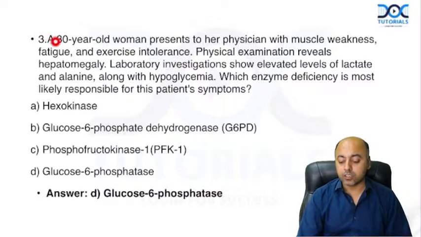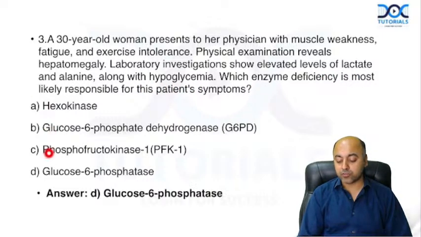Question: A 30-year-old woman presents to her physician with muscle weakness, fatigue, and exercise intolerance. Physical examination reveals hepatomegaly. Laboratory investigations show elevated levels of lactate and alanine along with hypoglycemia. Which enzyme deficiency is most likely responsible for this patient's symptoms? Your options are hexokinase, G6PD, phosphofructokinase 1, and glucose 6 phosphatase.